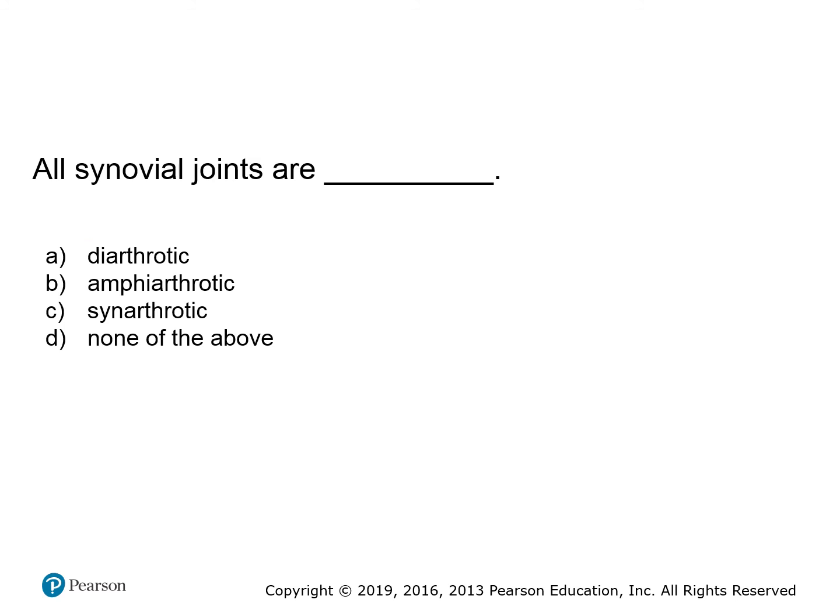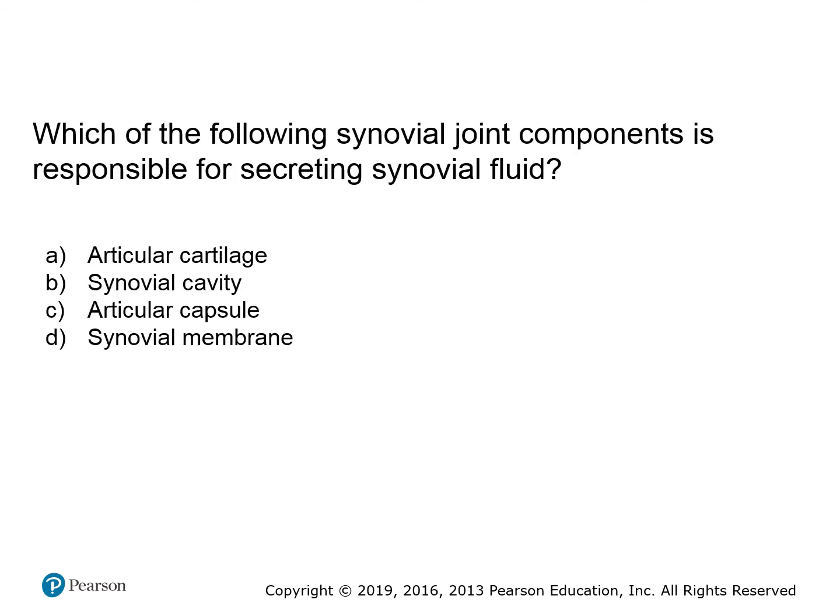So here are a few questions just to make sure that you're still with me, and then we're going to wrap this video up. Are all synovial joints diarthrotic, amphiarthrotic, synarthrotic, or none of the above? Diarthrotic is correct. These are the freely movable joints. They are the most mobile joints of all the joints in the body.